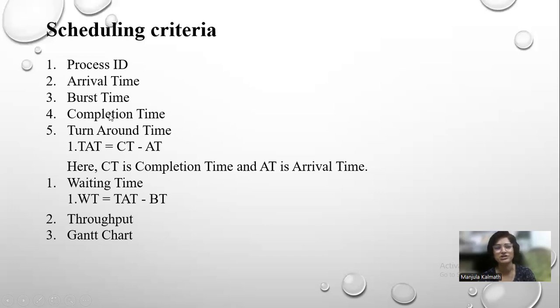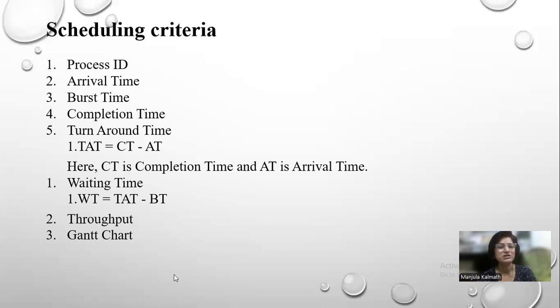Completion time will be different from the burst time. Turnaround time is calculated as completion time minus arrival time, meaning at what time the process is completed and at what time it arrived for execution in the processor. So turnaround time is nothing but how much extra time it has been waiting, how much extra time it has taken for the execution.